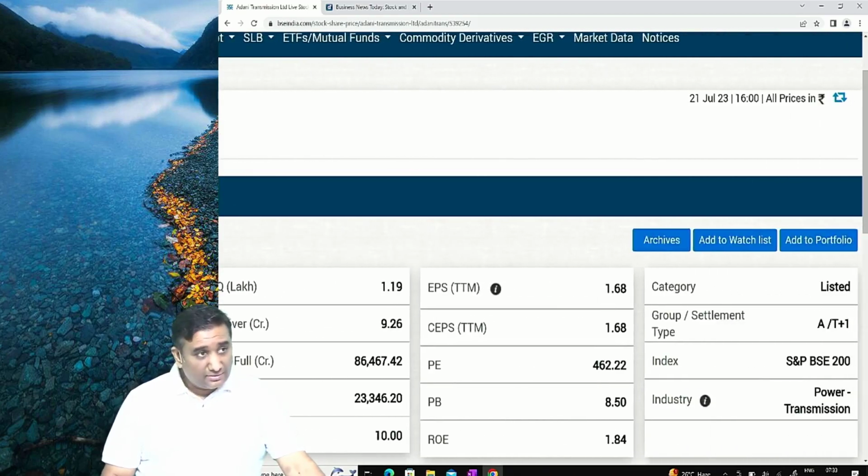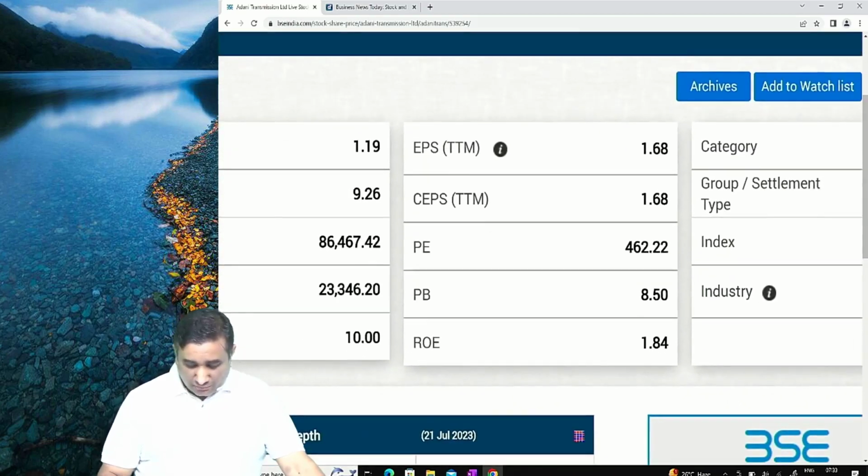EPS, P/E ratio, and imagine if it was the 52-week high price with the same EPS. 4,000 divided by 1.68, do it. 4,000 divided by 1.68. In how many years? I don't know how many generations of yours have to take a rebirth for that. In this also, how many generations will take a rebirth?